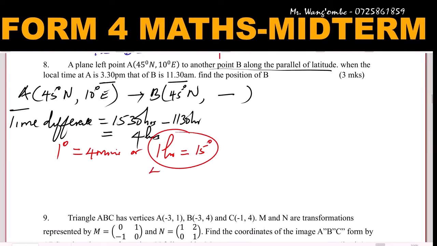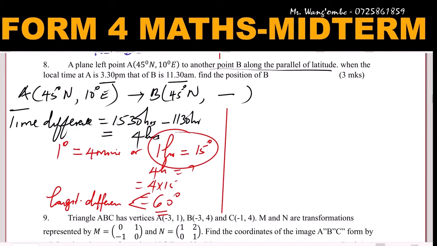So what about 4 hours? What degree difference will 4 hours give? So you just multiply 4 multiplied by 15. That will give 60 degrees. So 60 degrees, therefore, is the longitude difference between the two places A and B.